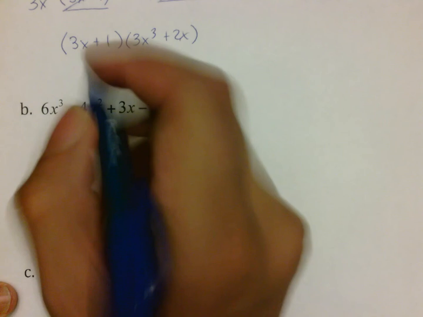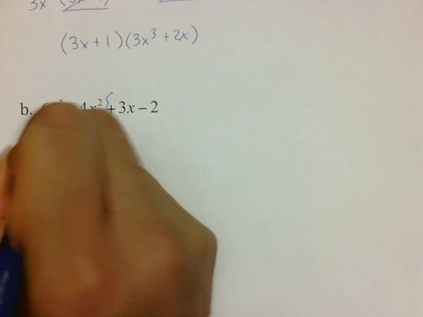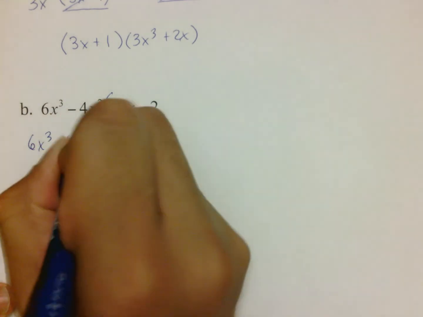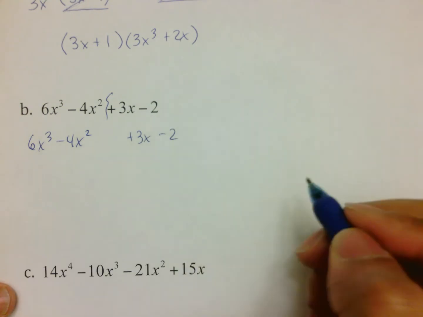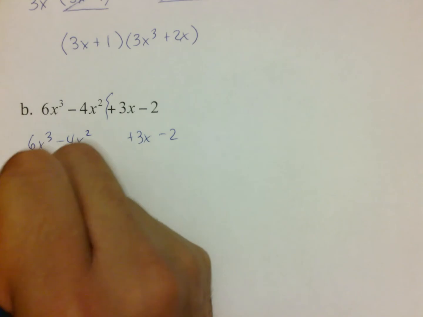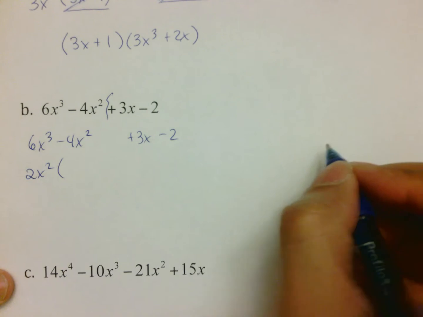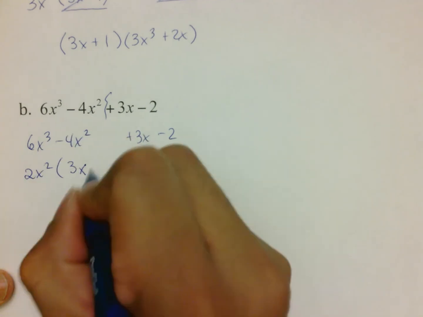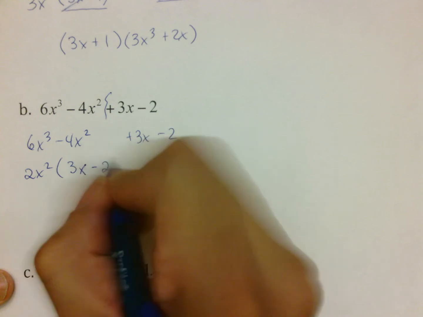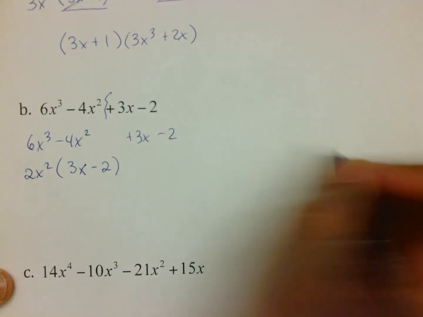Second one, split 6x to the 3rd minus 4x squared plus 3x minus 2. Again, that split separates the problem like I need it to be. Here I can take off 2x squared. 6 divided by 2 is 3. Had 3 x's, took 2 off, I'm left with 1. 4 divided by 2 is 2. All my x's are gone.